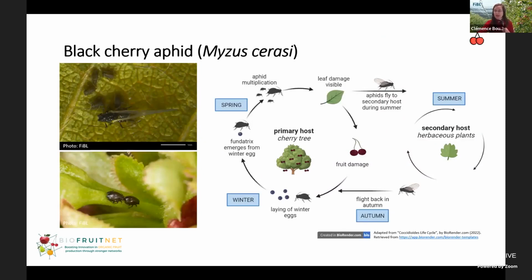The black cherry aphid has as primary host the cherry tree, but it also has secondary hosts, which are herbaceous plants, to which the aphid flies in summer. So the winged form flies to the herbaceous host in summer, and in autumn they fly back onto the cherry tree. They lay their winter eggs on the tree. In spring, the fundatrices emerge from these winter eggs and start to multiply during spring and summer.